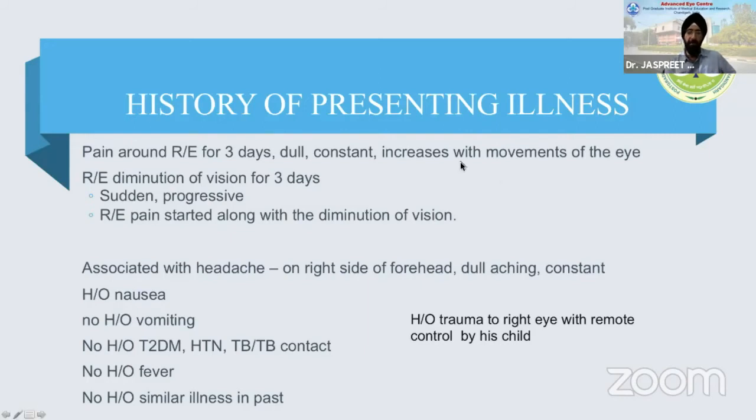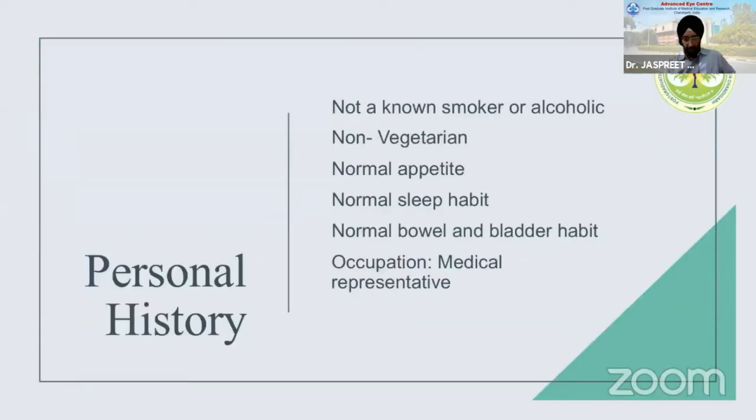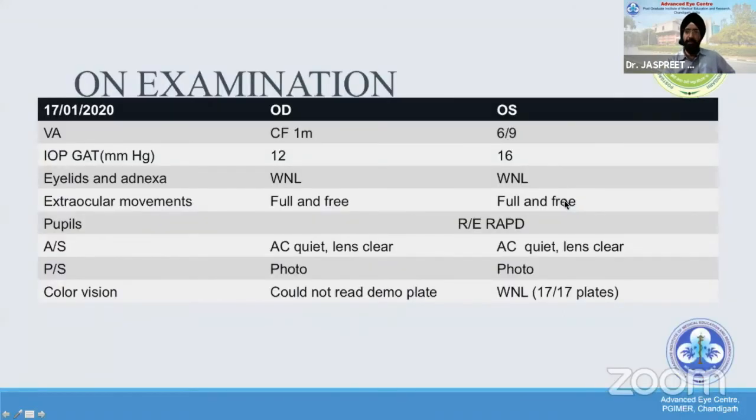But the significant thing was, we took this history, but he kept harping upon repeatedly saying that, okay, I've had trauma to my right eye with a remote control by his child. That was the only thing he was bothered about, and said, this has happened after that. It's happened after that only. So of course, he's a medical rep. Probably he must be having some knowledge. Otherwise, he's fairly fine. The visual acuity at presentation was counting fingers 1 meter.